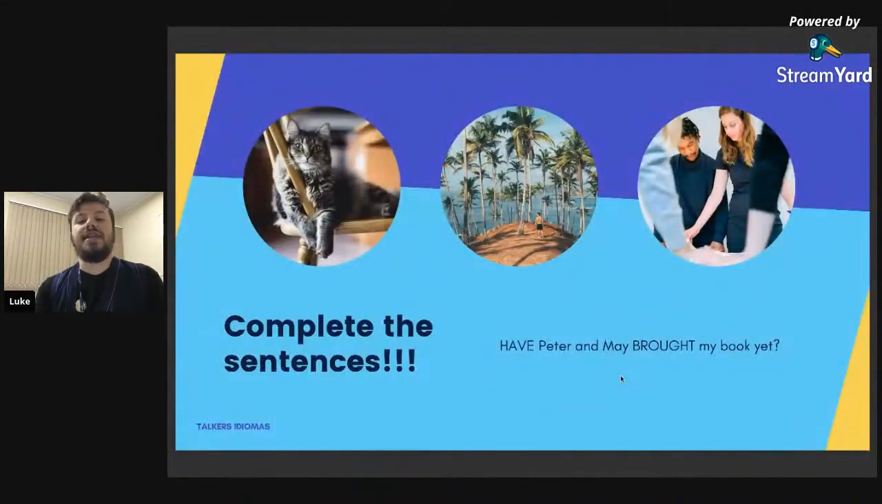Have Peter and May brought my book yet? Yes. Very well. We have. It's important to see this here because have corresponds to Peter and May. It's not only Peter, it's not only May. We have two people. It's the same as they. So we are going to use have and not has. Have Peter and May brought my book yet? Very well. Next one.